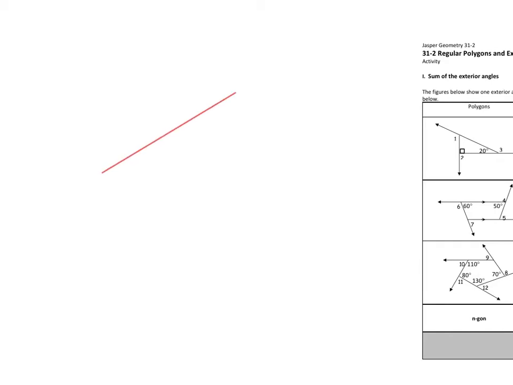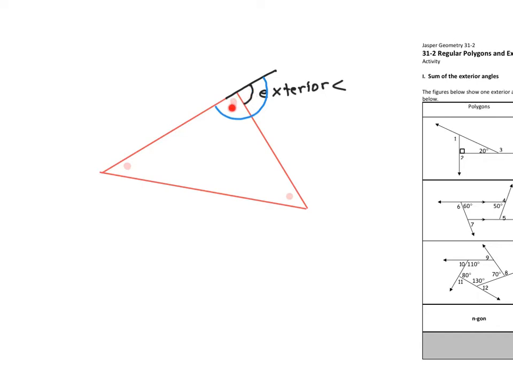So if this is a triangle, then those angles on the inside are called interior angles. To draw the exterior angle, I just take one of the sides and I make it longer. Then the angle on the outside is called an exterior angle. Now, the exterior and the interior angles together always form 180. So if I know either one of them, I can find the other by subtracting it from 180.